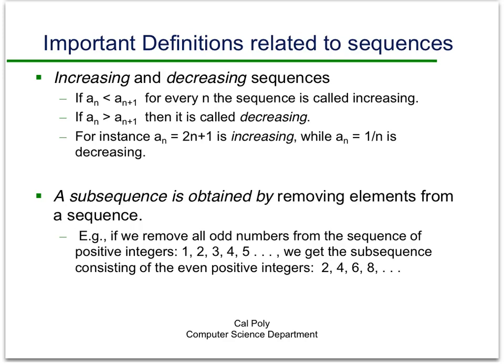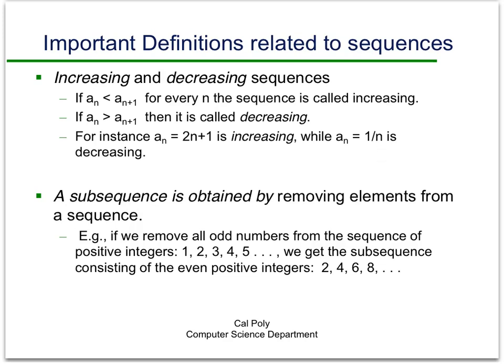This slide has some important definitions related to sequences that are very helpful to know. The first one is that a sequence is called increasing if each next entry in the sequence is bigger than the preceding entry. It's called decreasing if each entry is less than the entry that came before it. For example, a sub n equals 2n plus 1 is increasing, because it goes up by 2 each time, while a sub n equals 1 over n is decreasing, because each fraction gets smaller as n gets larger.